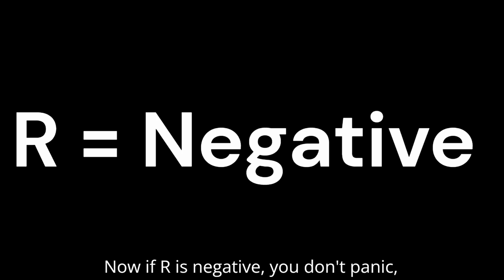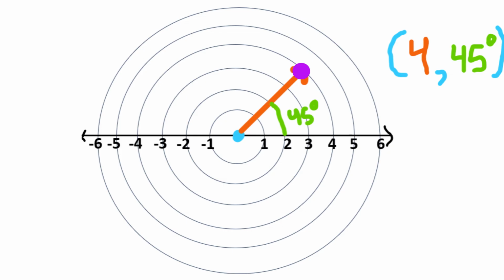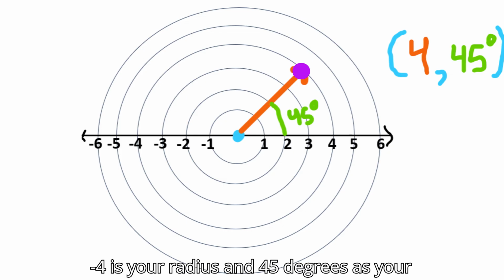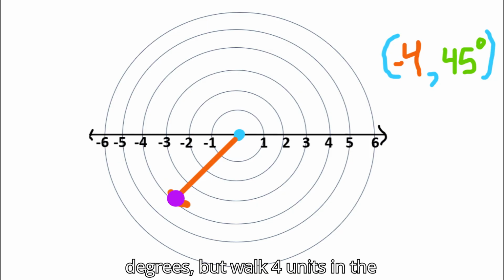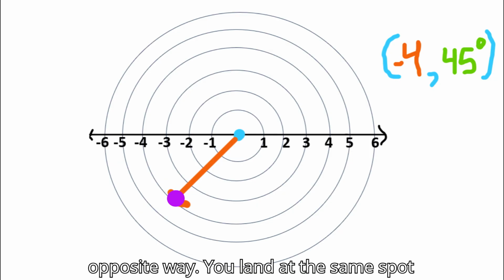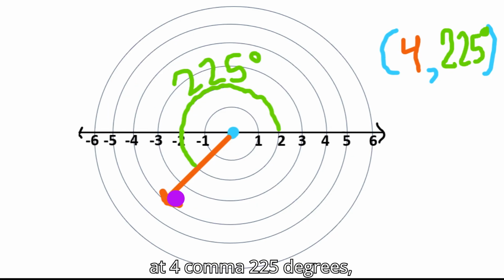Now, if r is negative, you don't panic, you just moonwalk in the opposite direction. For example, -4 as your radius and 45 degrees as your theta just means face 45 degrees but walk 4 units in the opposite way. You'll land at the same spot as 4, 225 degrees. And there you have it.